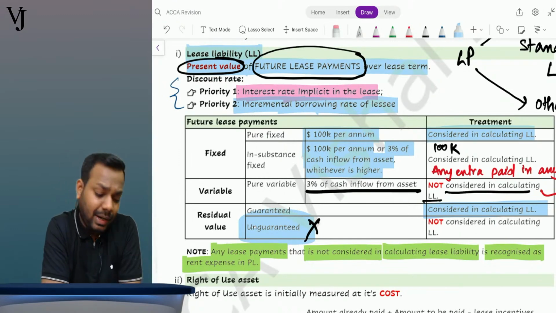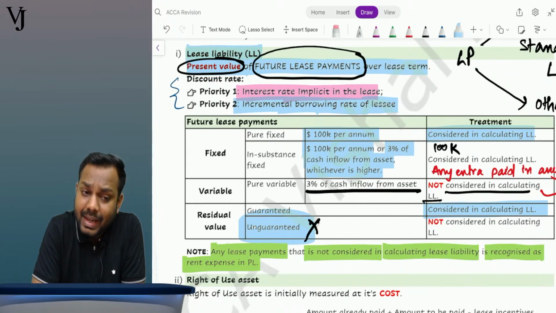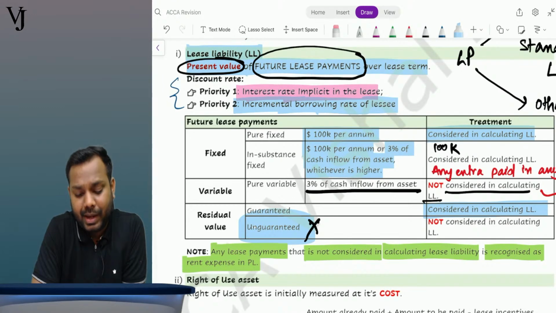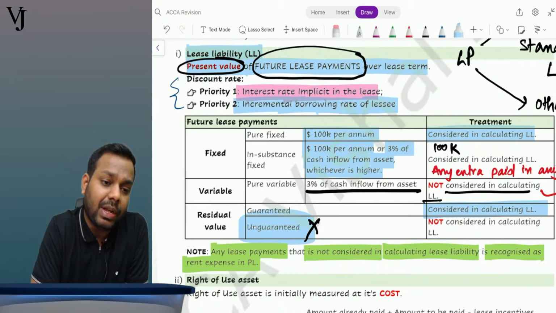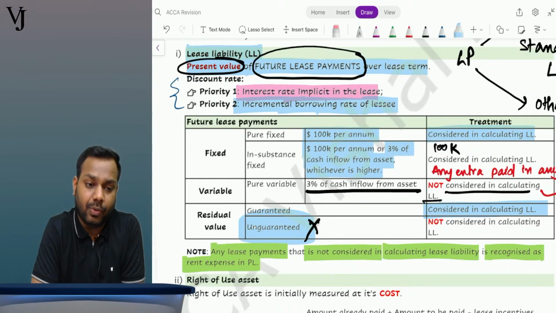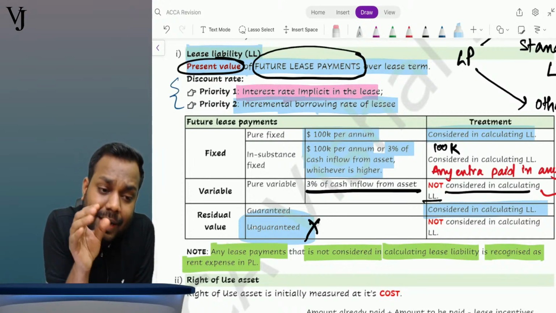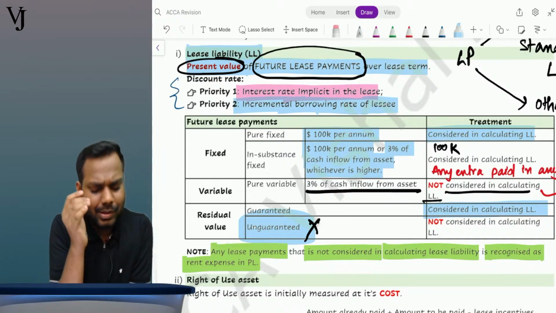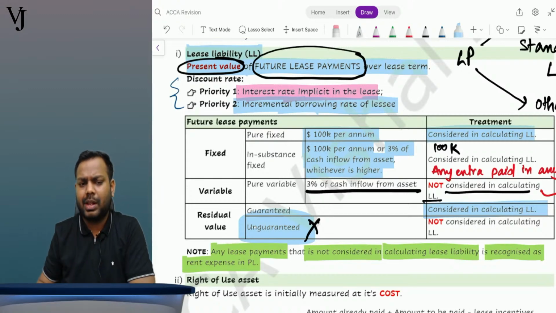Now, the examining team is saying that in the exam, they will calculate this present value and give it to you. Then sir, why are you teaching all this? If the examining team will calculate and give it to me, then why are you teaching?